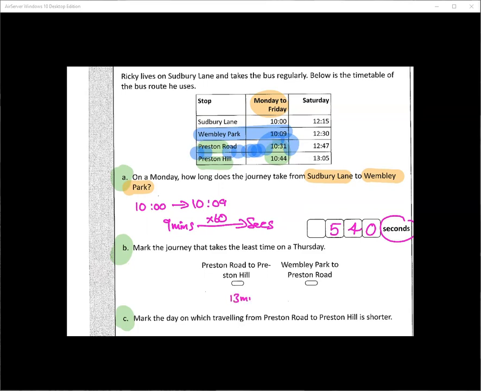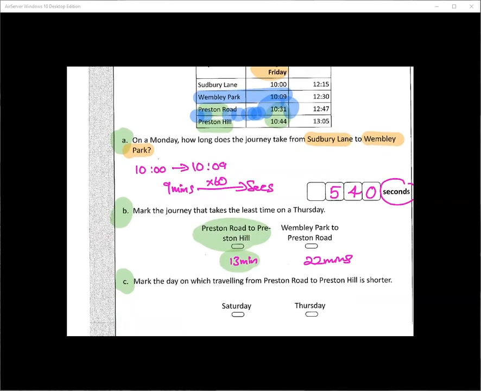13. Okay, right. Now, the next one is Wembley Park to Preston Road. Between 10:09 and 10:31, how much time is there? 22. So which journey takes the least amount of time? Preston Road to Preston Hill, which is the first one. So the smaller time. Excellent. Next, read part C for me, please.